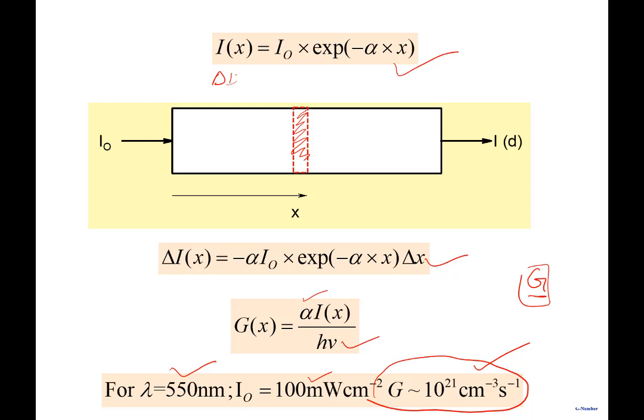Of course, it would vary as you change the lambda. As you change lambda, h nu changes, alpha changes, all those things change. But this is the peak, where the peak of the radiation occurs, 550 nanometer. So this is the amount of generation that occurs here, 10 to the power 21 per centimeter cube per second, as a reference number to keep in mind.